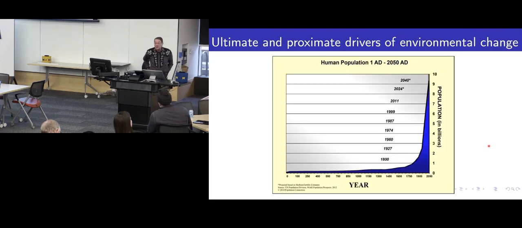So lots of interest in the accelerating rate of environmental change. There are ultimate and proximate drivers of that change. This graph is the ultimate driver. This is the graph of the trajectory of the human population. I like this slide because it's so old. 2024 was a projection of a human population size of about 8 billion, and we're right on track with that, heading towards a maximum somewhere between 10 and 12 billion over the next 50 years or so.